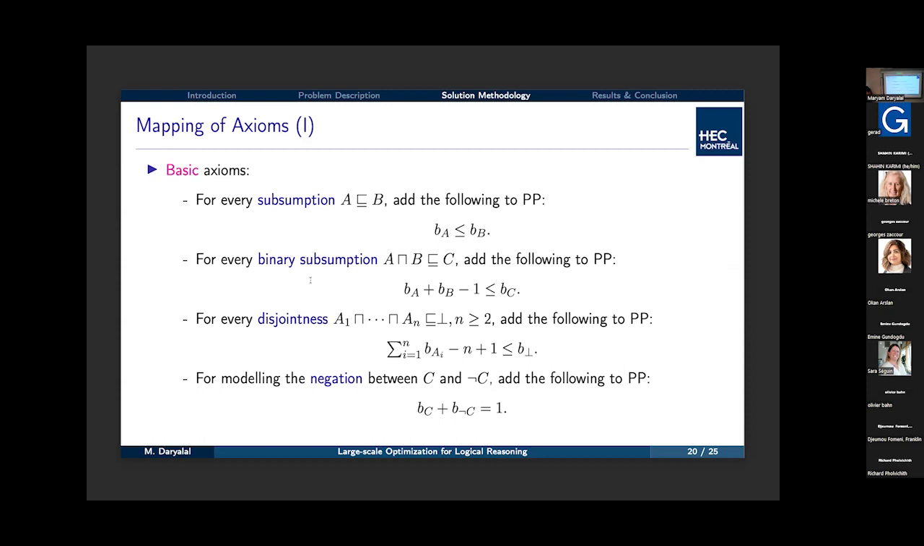I have binary subsumption. The conjunction of these two, the overlap of these two, would give me C. We know how to model that in integer programming. So we do that. We also have this disjointness relationship that we can model, and the relation and the negation. So if I'm C, I cannot be not C. Between BC and not C, only one of them is equal to 1.